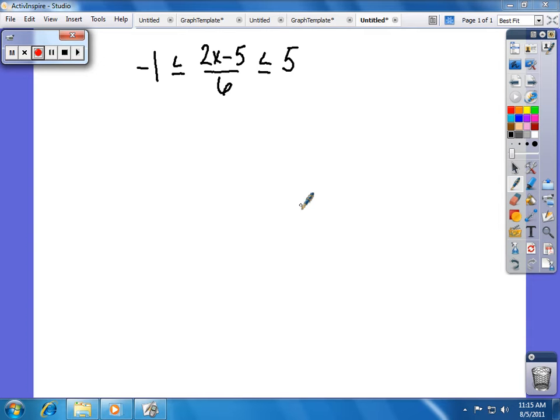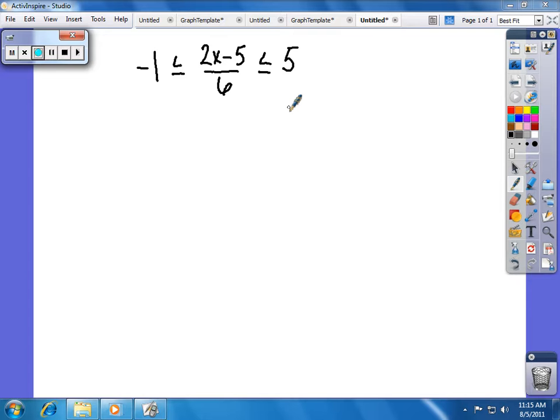Alright, we're going to do another example from section 2.5, this time where x is a quantity between two values. Again, we're going to be solving for x, but this time we're dealing with three terms instead of two. So the first thing we're going to do is get that 6 out of there.